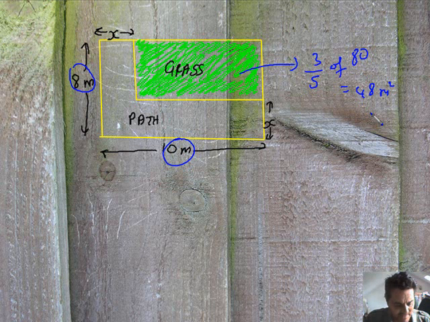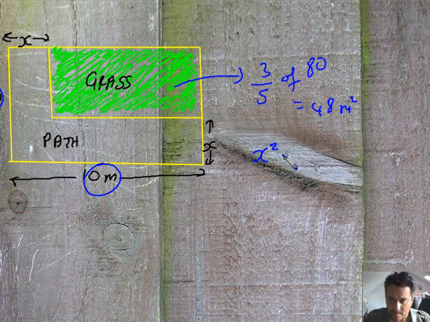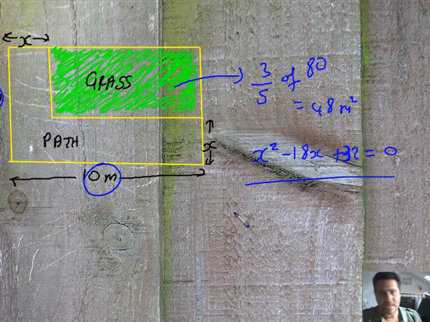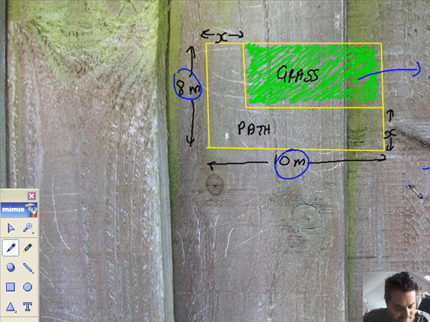And it says show that x satisfies the equation x squared minus 18x plus 32 equals 0. In other words, from the information I've got, I need to generate an equation that goes x squared minus 18x plus 32 equals 0, and it's all about the grass.